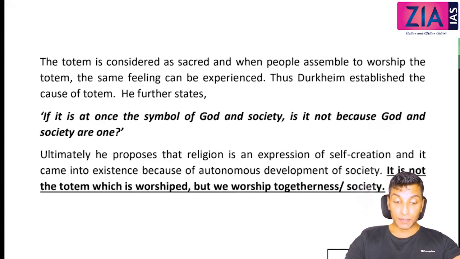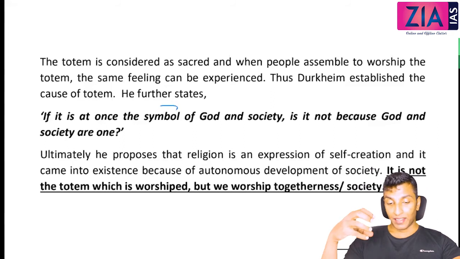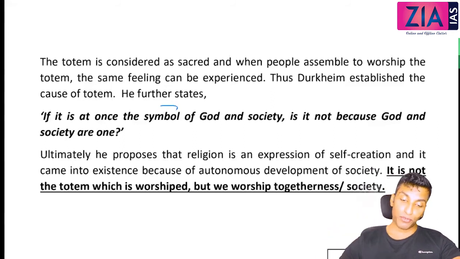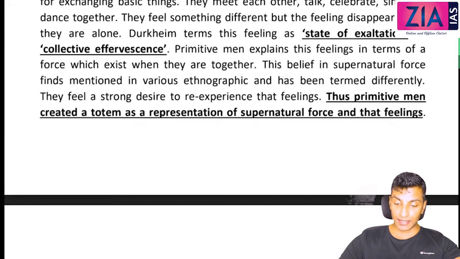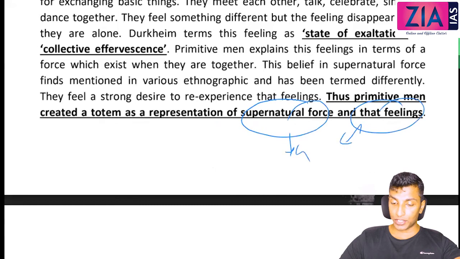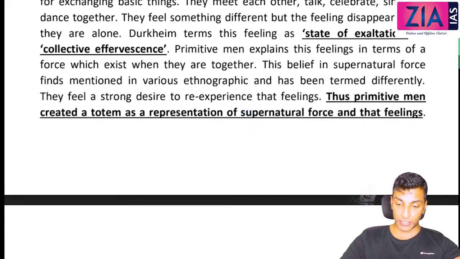And further he states, it is at once the symbol of God and society. Okay, so it was a symbol of what? God, which means the supernatural force, and society, which means the togetherness. So the totem was a symbol of both God and society, right? That is what we have written here. It is a representative of the supernatural force, that is God, and the feeling that is related to the collective consciousness of society, the state of exaltation.